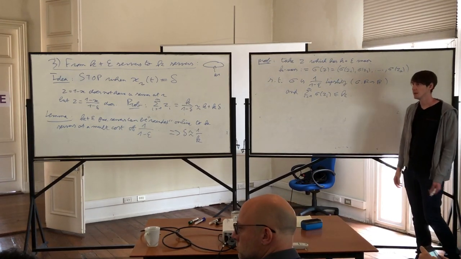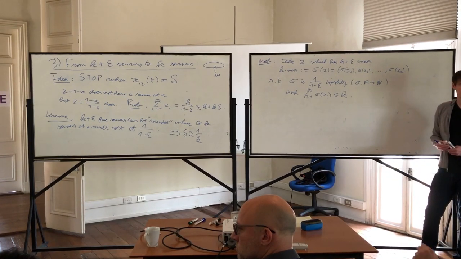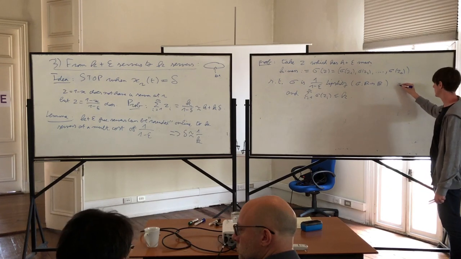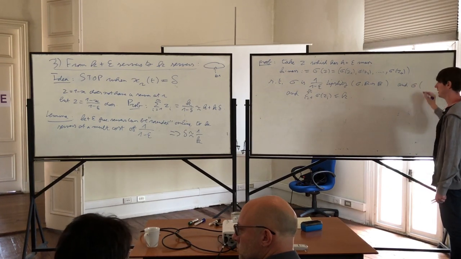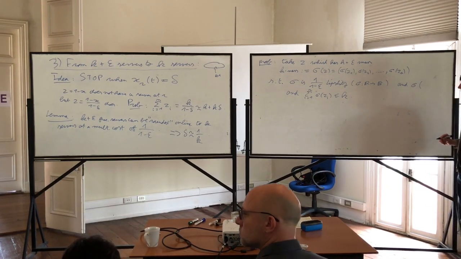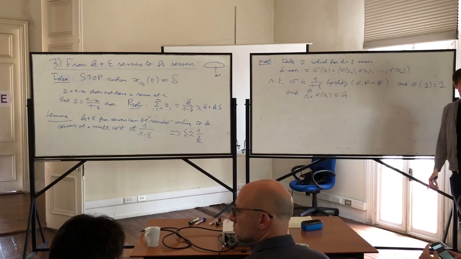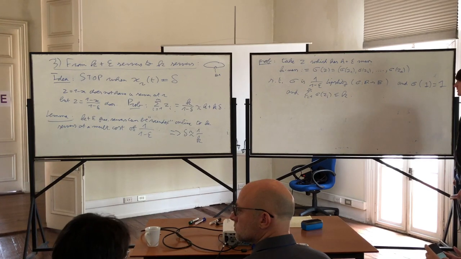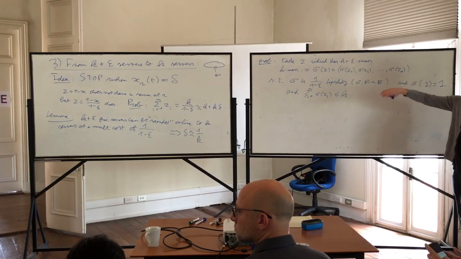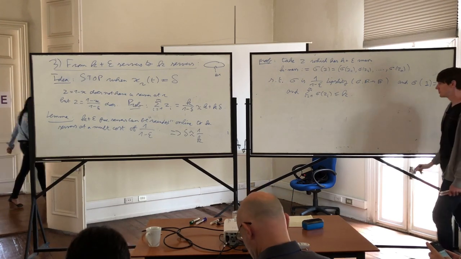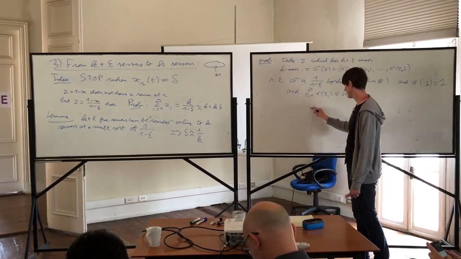But we also need that sigma of 1 is 1. Yes, absolutely. Sigma of 1 is 1. Yes, very good, thank you. I also need sigma of 1 to be 1, so that if I have a server in the k plus epsilon solution, I also have a server in the k mass solution. So the map is just this.